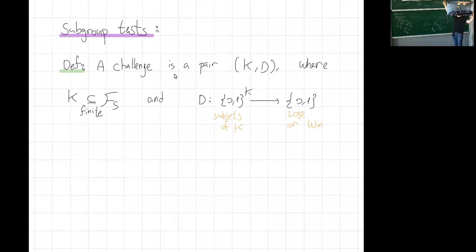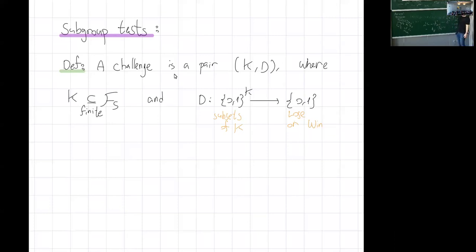In the title of this talk, there were subgroup tests and the Aldous-Lyons conjecture. Finally, we got to the subgroup tests. These are combinatorial objects, but they are inspired by subgroups of the free group. They will be related to the first part of the talk.